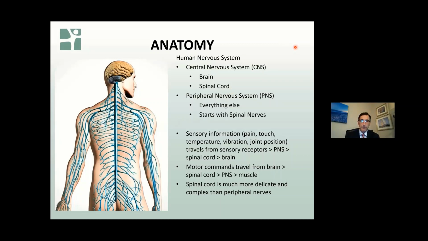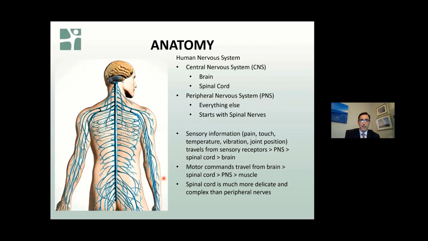In terms of anatomy, the human nervous system is composed of the central nervous system, which is the brain and the spinal cord, which connects to the brain, and then the peripheral nervous system, which basically is everything else. It starts with the spinal nerves, which are the individual nerve roots that come off of the spinal cord and then go out to the rest of your body.